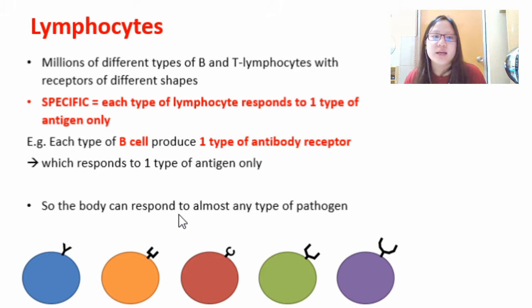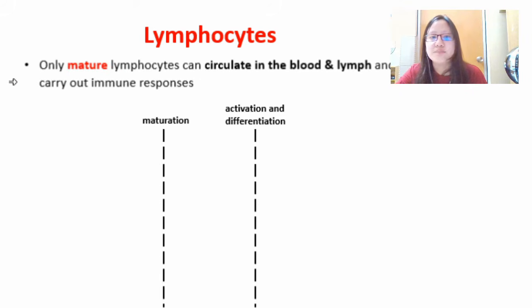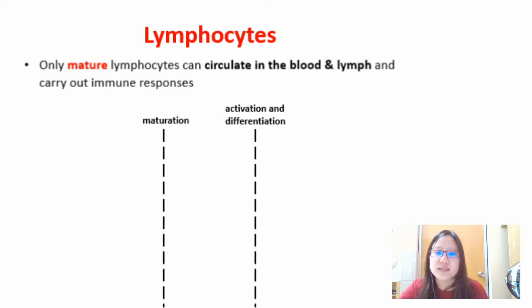Now, that is about the millions of different types of B and T lymphocytes. But the reality is, they don't just sit there and do their job and that's pretty much it. There's actually a growing process, a maturation process, an activation process for lymphocytes. Only the mature lymphocytes can actually circulate in lymph and carry out the immune responses.